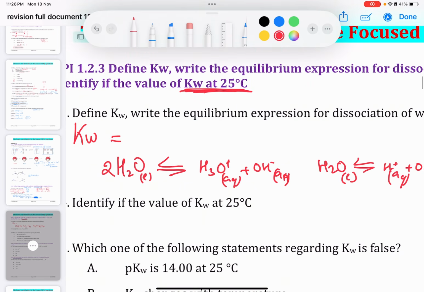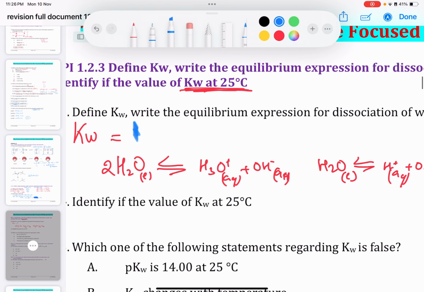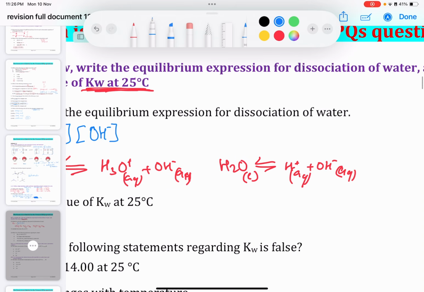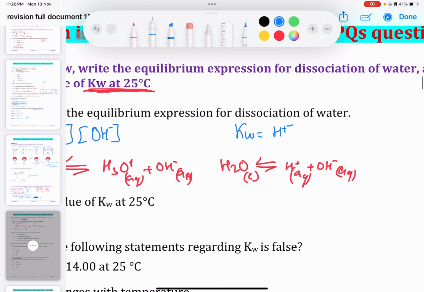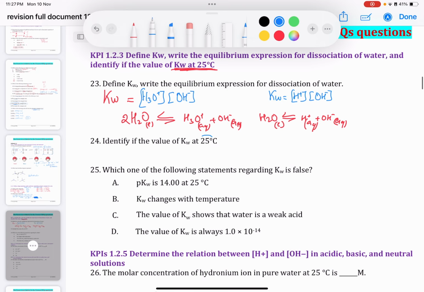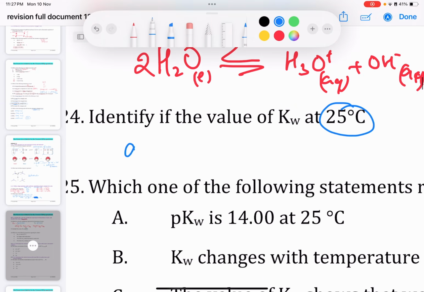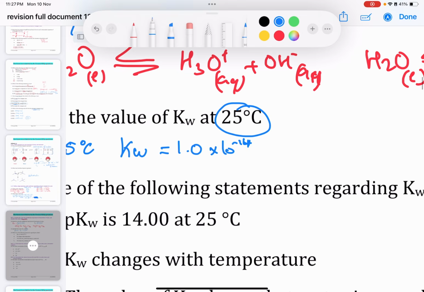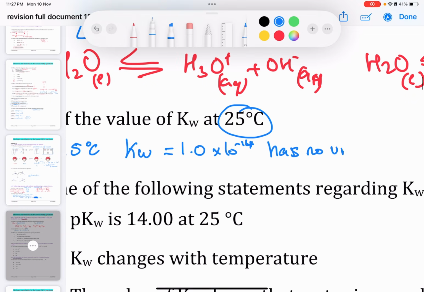So it's simply the H3O plus concentration multiplied by the concentration of OH minus. Or I can say Kw is H plus multiplied by OH minus. Now, only at 25 degrees Celsius, Kw is equal to 1.0 times 10 to the power negative 14. And Kw has no unit.